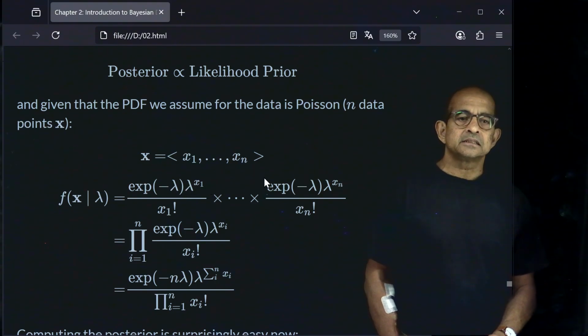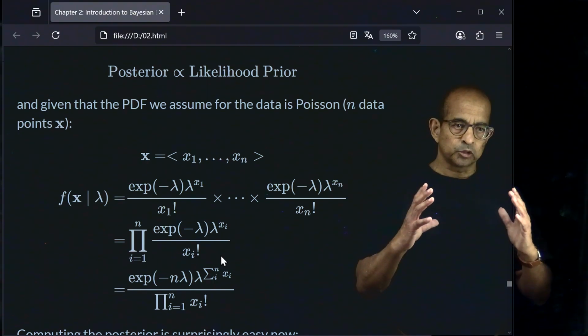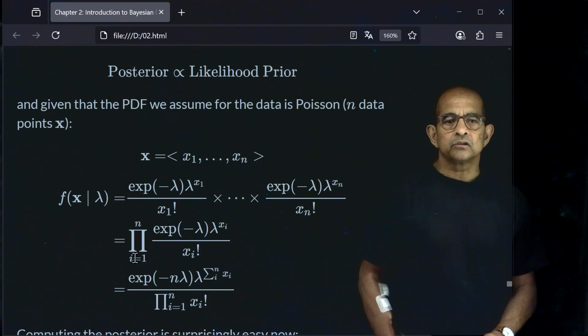This expression is very cumbersome to write because I have to keep writing those multiplication signs and all that. So a more compact way is to use this product notation, which says that we go from i equal to 1 all the way up to i equal to n, and we keep multiplying this term for different values of i. That's all I've done here. I've just written it in a more compact form. Okay? Now, if you carry out this computation, right?